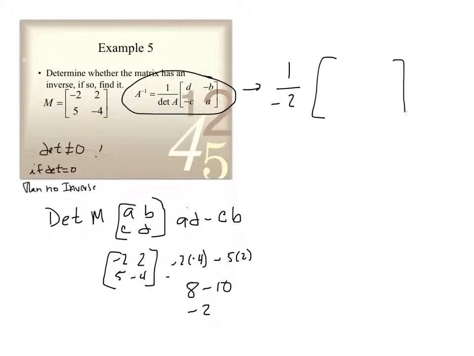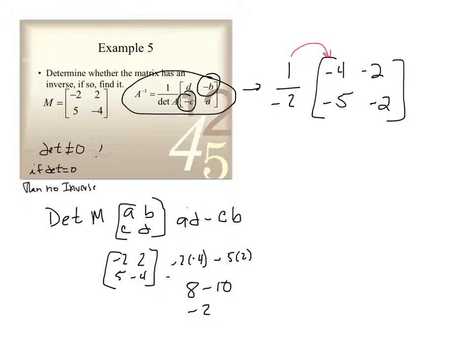And then I'm going to take my original matrix, which is right here to the left, and I switch this diagonal, which are negative 2 and negative 4. So I'm going to put negative 4, negative 2, and then these two, we just write them as opposite values. So 5 becomes negative 5, and 2 becomes negative 2.